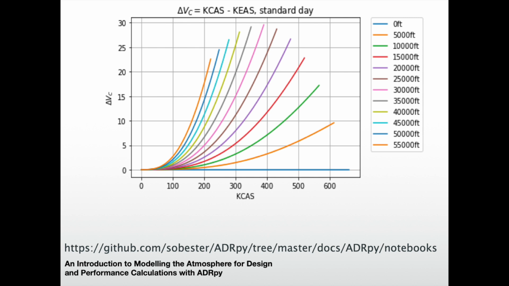Here is a chart of differences between calibrated airspeed and equivalent airspeed across a range of altitudes and speeds. Below about 200 knots and 30,000 feet, the difference is under 5 knots, but exceed either of those limits and you could be wrong by up to 6 or 7%, with calibrated airspeed always being higher by that margin. Check out the ADR-Pi GitHub page for the Jupyter notebook I used to generate this graph with ADR-Pi's EAS to CAS conversion method.